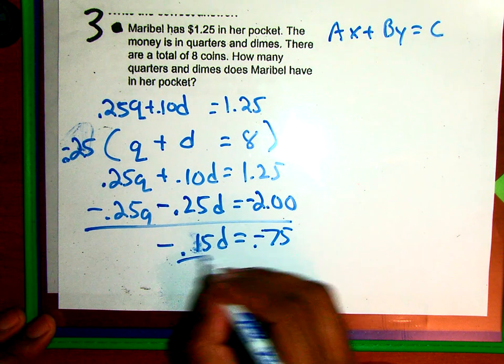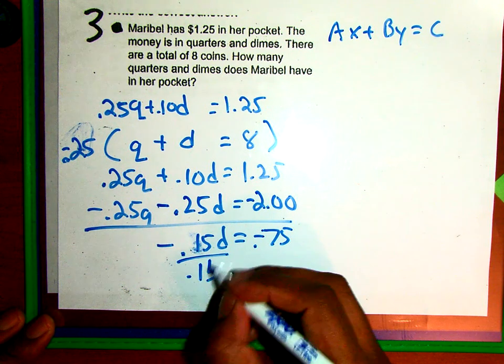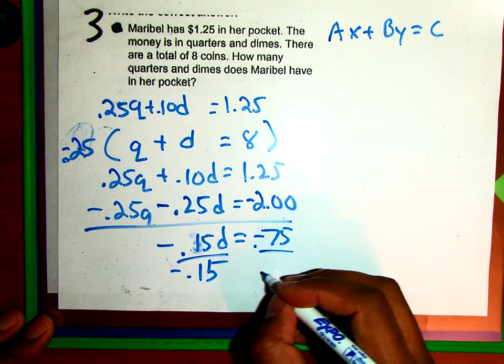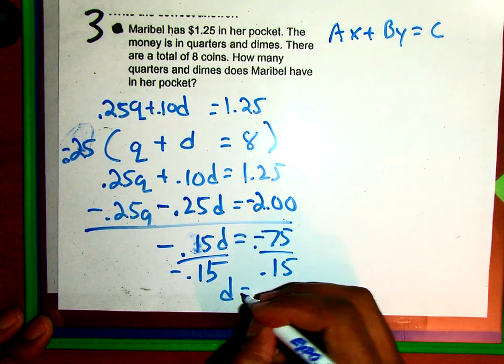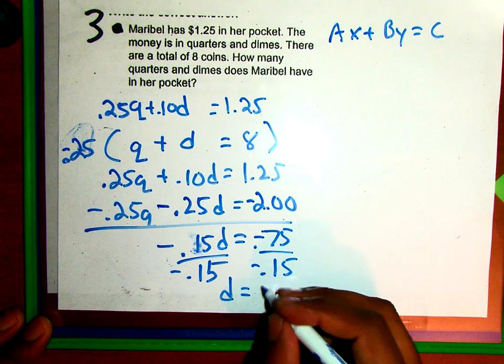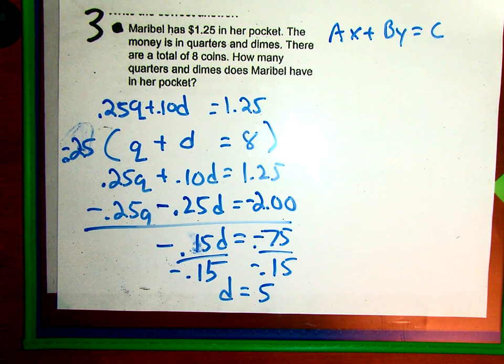All right, now I'm going to go ahead and divide by negative 0.15 on both sides. And D is equal to 5.